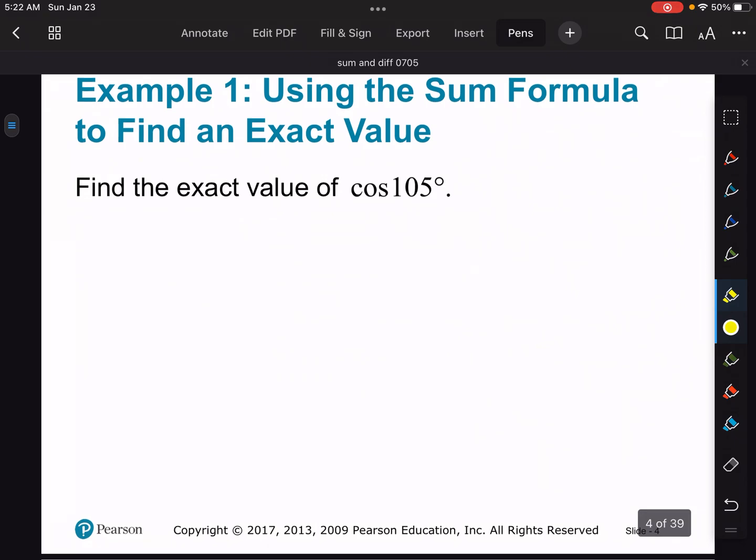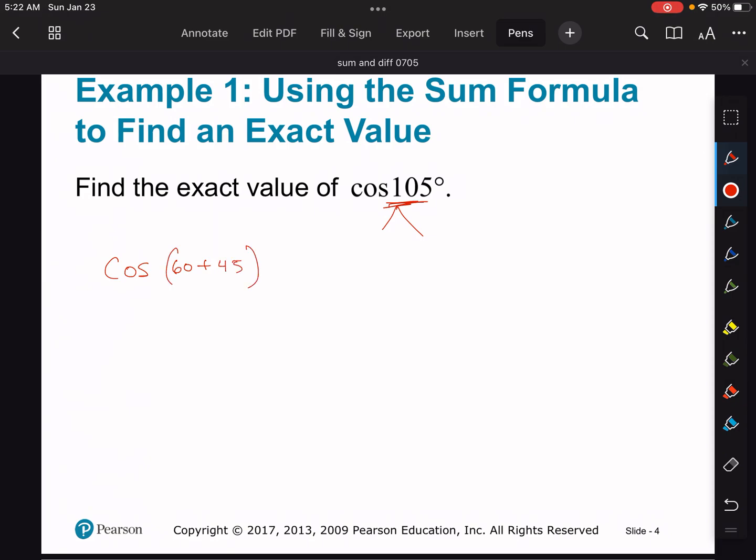So here we go. Let's look at example 1. How does this all work? We have the cosine of 105 degrees. What I want you to think about with example 1 is, 105 degrees is not a very nice place on the unit circle. It's not a place that we can just identify very easily. So what I want to do is break that up into two pieces. That's the same exact thing as 60 plus 45.